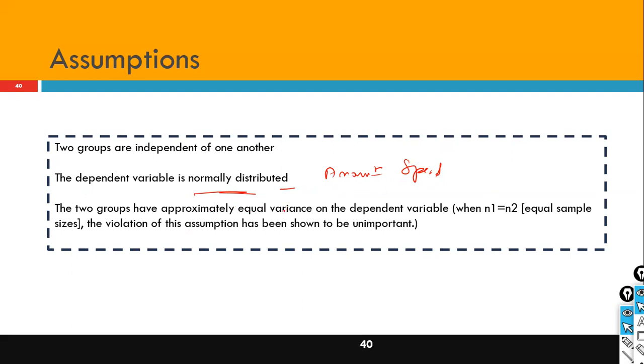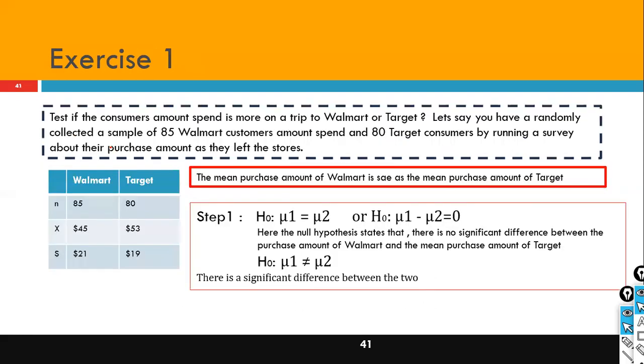And the two groups have approximately equal variance on the dependent variable. And the violation of this assumption has been shown to be unimportant. See, the male and female, the amount spent, if you see the variance, it should be approximately equal, but it is not always possible. Hence, you can disregard this assumption. Okay, but it has to meet these two assumptions, fulfill these two assumptions.